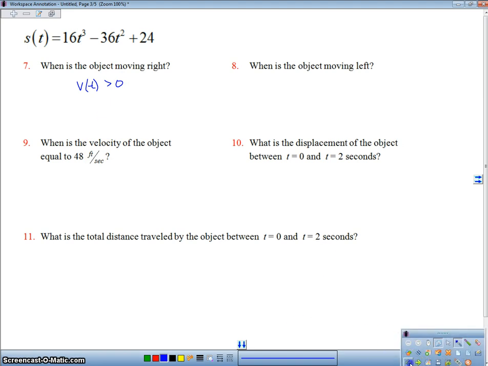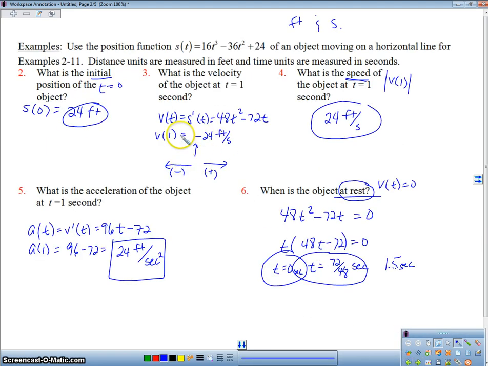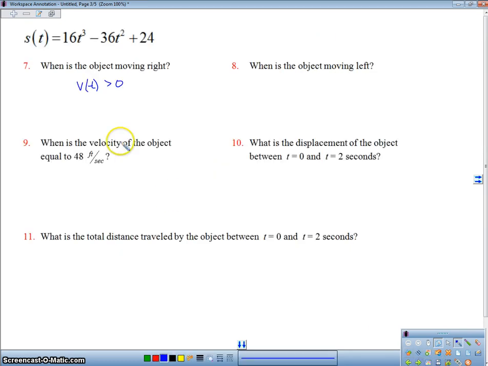Okay, so let's go back here. Velocity is greater than 0. This right here is negative. It's moving to the left. So when is it moving to the right? When velocity is greater than 0.